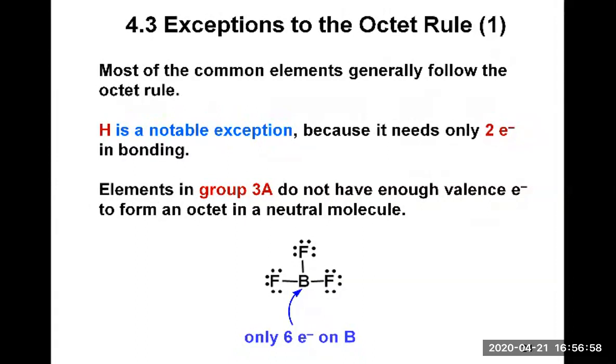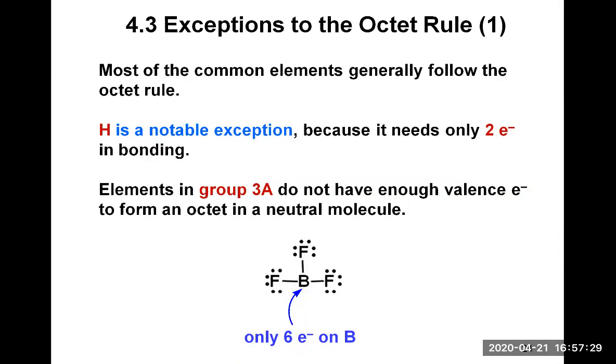This video will go over sections 4.3 and 4.4 of chapter 4. Section 4.3 is on exceptions to the octet rule. Most of the common elements generally follow the octet rule, which means they all try to get an octet of valence electrons, which means 8 valence electrons around them. And for this, they bond by sharing electrons or transferring electrons.